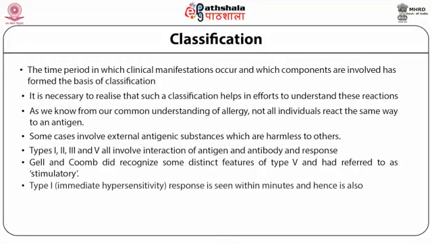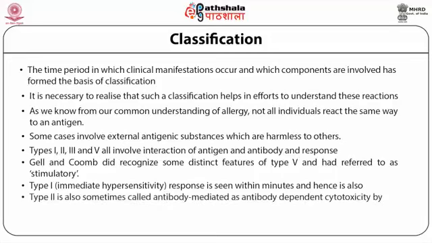Type 1, which is also called immediate hypersensitivity, this response is seen within minutes and that is the reason it is called immediate type hypersensitivity. Here IgE isotype antibodies are involved. Mast cells release vasoactive amines and chemokines which mediate acute inflammation.